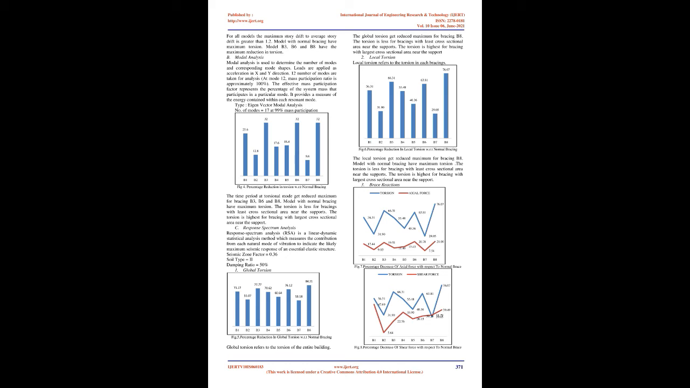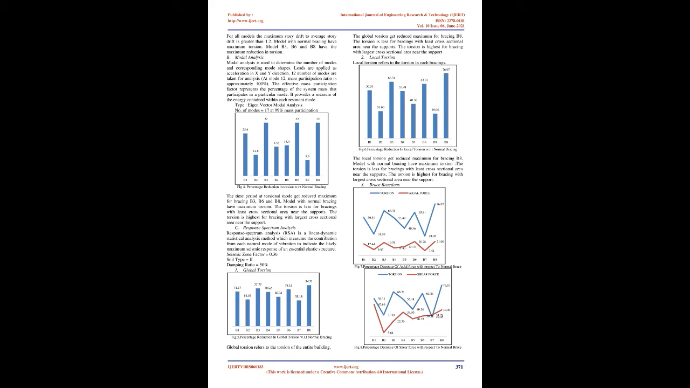C. Response spectrum analysis. Response spectrum analysis, RSA, is a linear dynamic statistical analysis method which measures the contribution from each natural mode of vibration to indicate the likely maximum seismic response of an essential elastic structure. Seismic zone factor equals 0.36. Soil type equals 2. Damping ratio equals 5%.